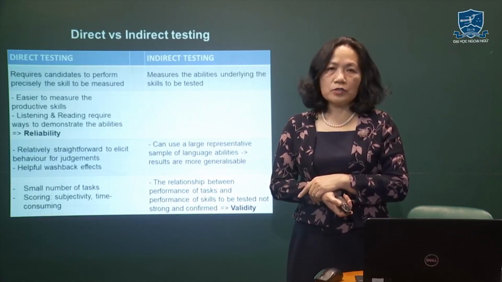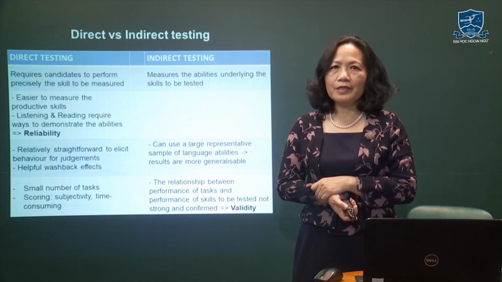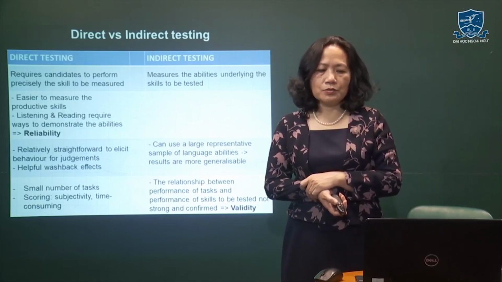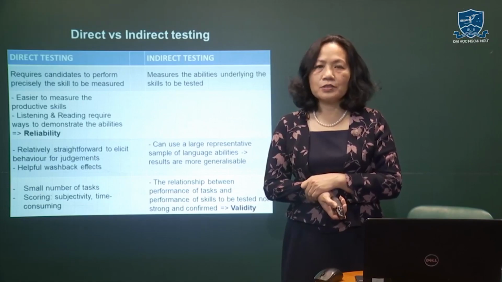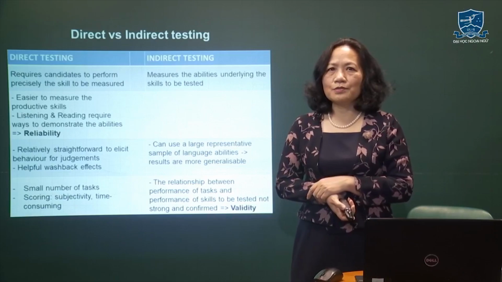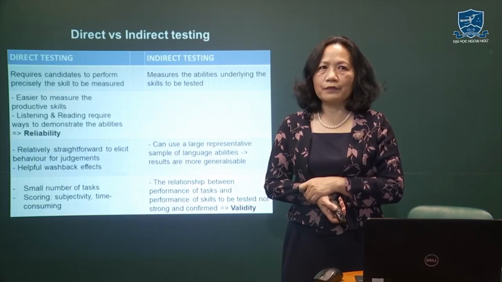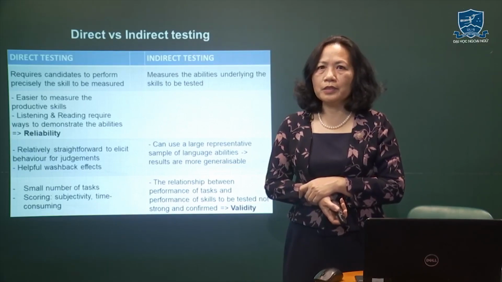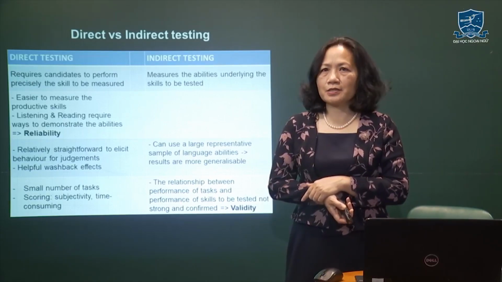So these are the two disadvantages of direct testing. And how about indirect testing? Indirect testing is used to measure the ability underlying the skills to be tested. For example, if you want to test a student's writing ability, you ask them to do a kind of putting or reordering the sentences in a text.